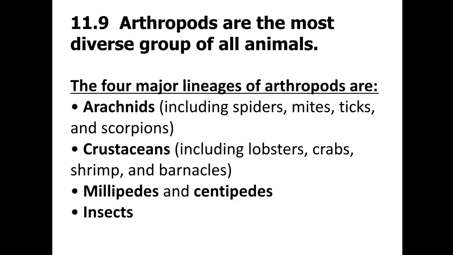Arthropods are going to be one of the most diverse groups of animals. The four major lineages of arthropods are going to be the arachnids, which are going to include spiders, mites, ticks, and scorpions. The crustaceans, which include lobsters, crabs, shrimp, and barnacles. The millipedes and centipedes. And, of course, the insects.